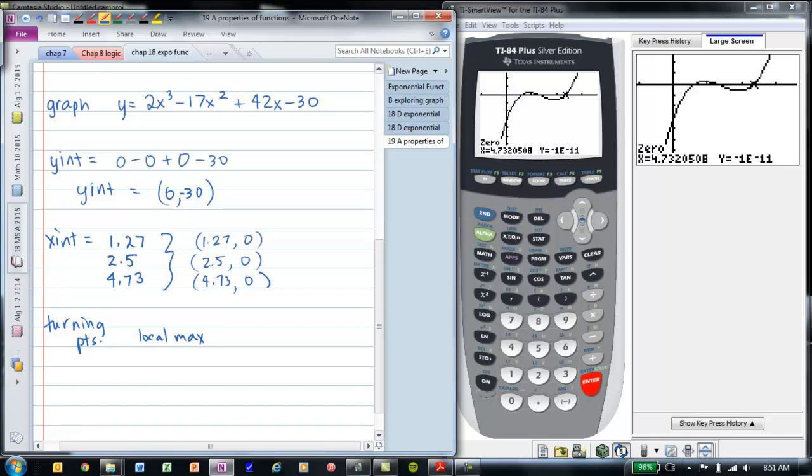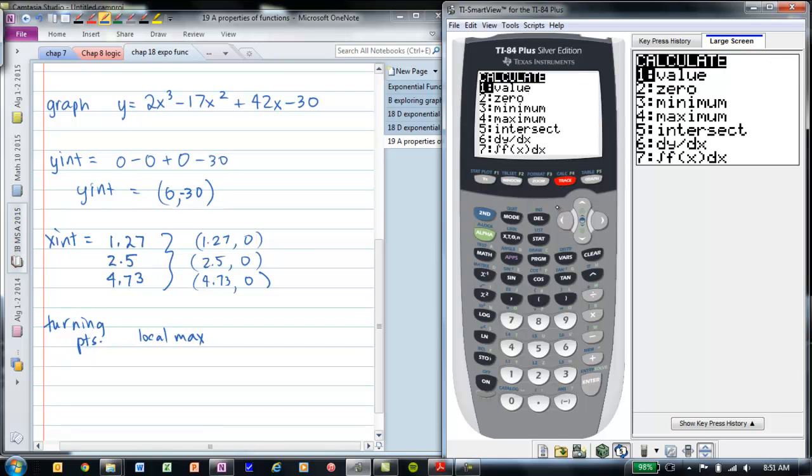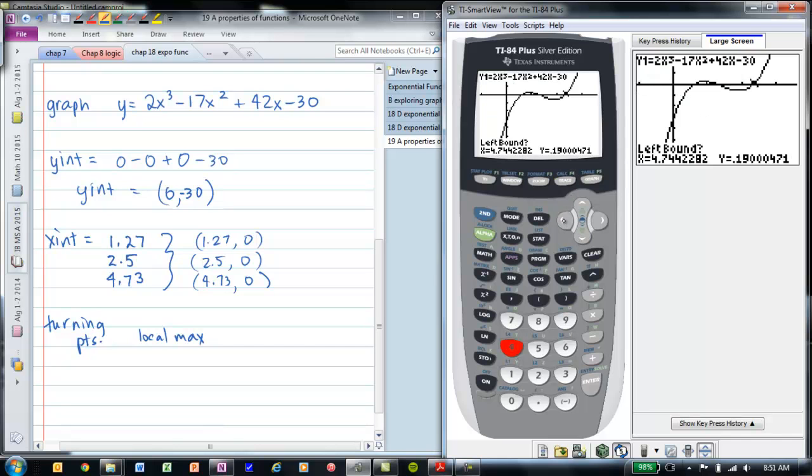And again, we're going to use the calc feature. So if I want, I can go ahead and move my cursor closer to basically this little hump here. But we use second, calc, and now is this a max or a min? Well, this was a maximum, so we're going to choose number 4 for maximum. And then I'm going to move my cursor closer. And it's going to ask me the same questions that it did for the previous examples. So left bound. So you want to be slightly left of where you think the maximum is.